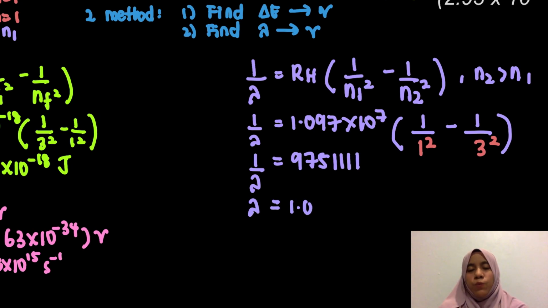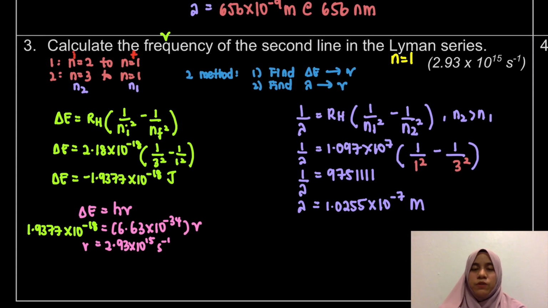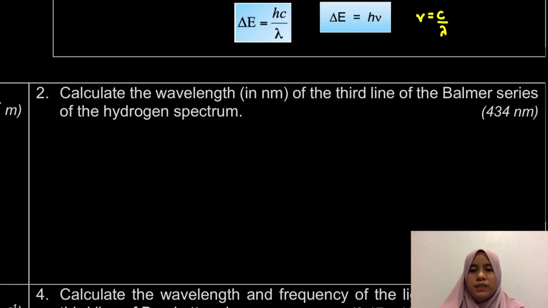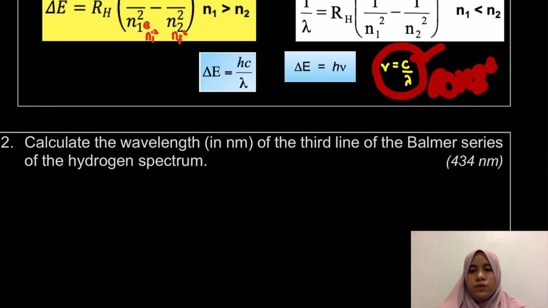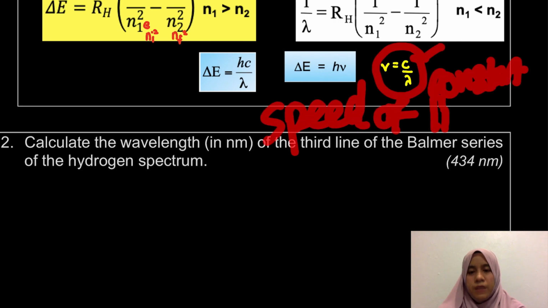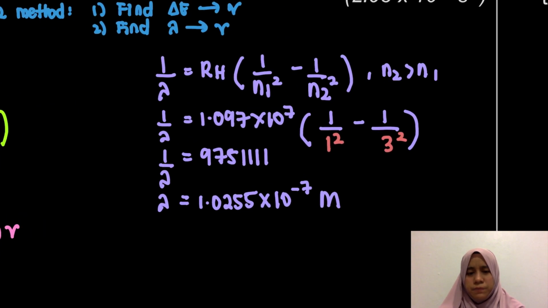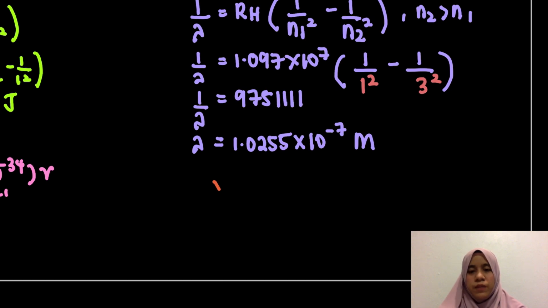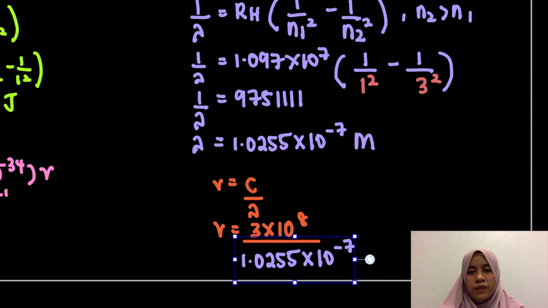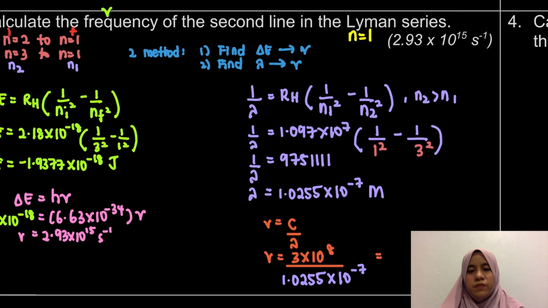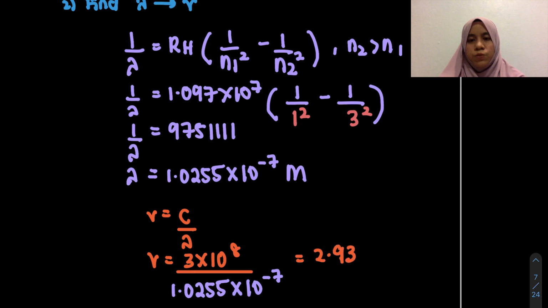So we get our wave number, then we're going to find out our wavelength. So after we find out our wavelength, we're not finished yet. What we're going to calculate is actually the frequency, which is equal frequency equal to C over lambda, where C is your speed of light. So V equal to C over lambda. So masukkan formula dulu. Okay, so V is equal to 3 exponent 8 divided by our wavelength 1.0255 exponent negative 7. So we do get 2.93 exponent 15 per second.